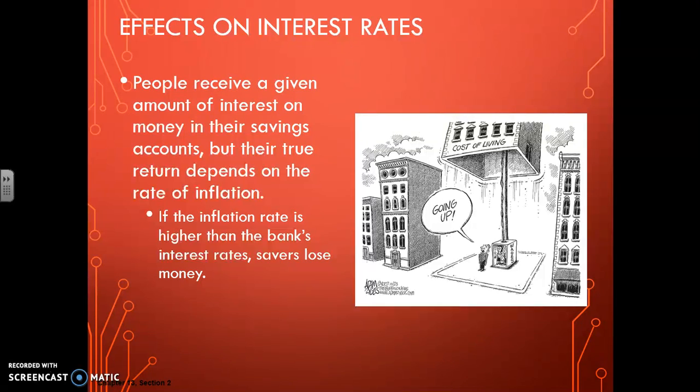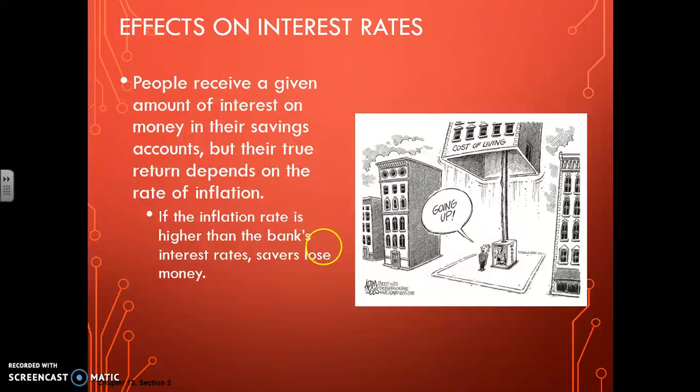So effects of interest rates. People receive a given amount of interest on money that they keep in their savings account. But their true return depends on the rate of inflation. If the inflation rate is higher than the bank's interest rate, you're going to end up actually losing money. Go figure. You thought it was safe in a savings account.